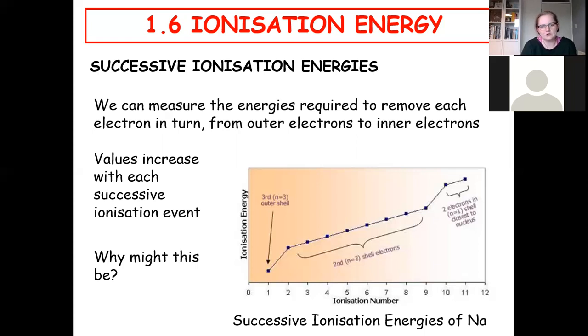What we end up seeing is a pattern like this. We have our first ionization energy down here, and it's in the third shell. We've got 1 electron in the third shell, and that has the lowest ionization energy. You will always find that your first ionization has the lowest energy, and it builds up as we go.